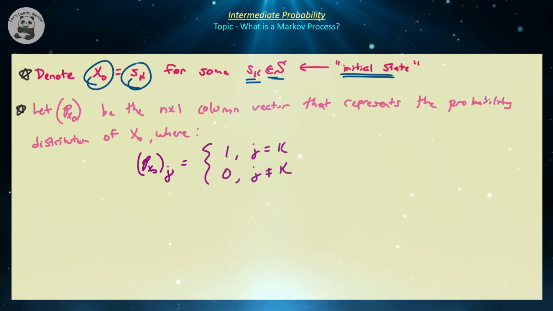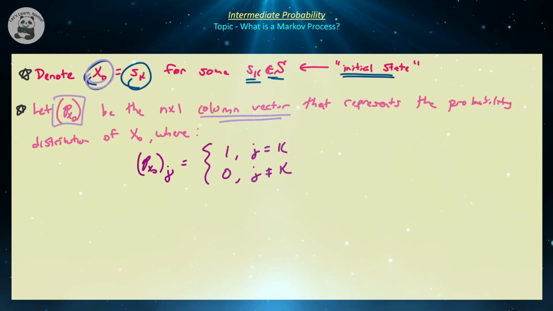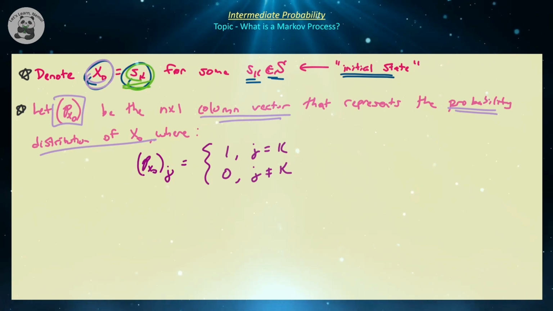What we're going to do in terms of notation to represent probability distributions of these random variables, keep in mind we're working on a discrete set for s, therefore we're going to have probability mass functions for our random variables. So we're going to represent p subscript x0 as a column vector that represents our probability distribution of x0. Now, x0 is defined in a very special way, so keep in mind we're focused on sk for the initial state for x0.